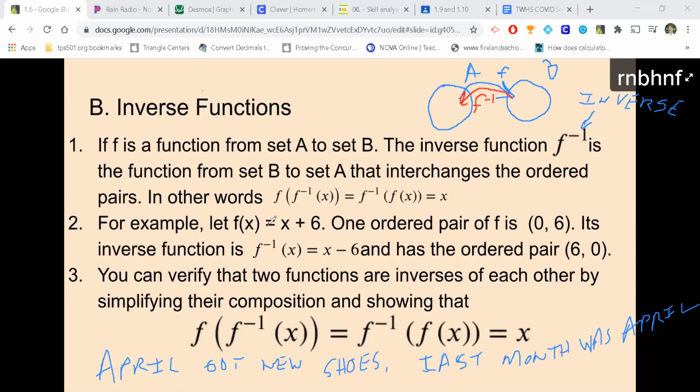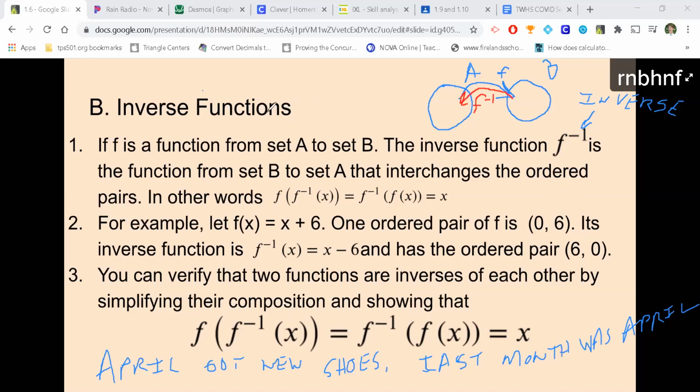So for example, if F of X is X plus 6, that takes, if I plug in 0 as my input, I would get the output 6. Its inverse function would be X minus 6, where if you gave me the input 6, 6 minus 6 would give me the output 0. It interchanges the X and the Y values. So my inputs become my outputs become my inputs.